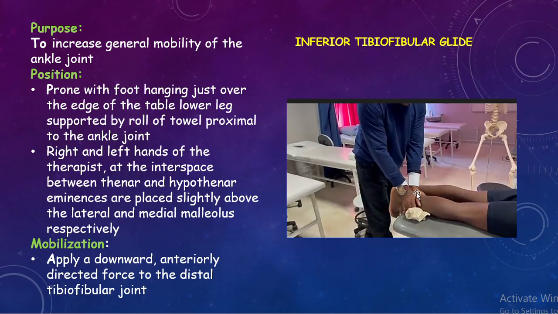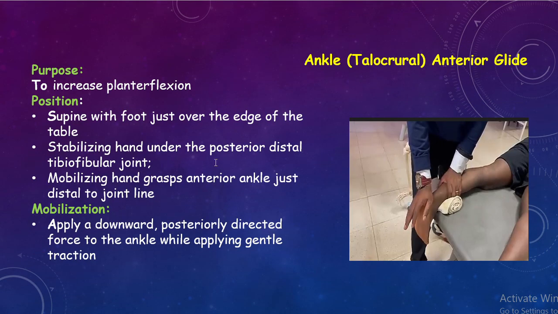Or he could choose to stabilize the fibula while using one upper extremity to move the tibia, and after finishing with the tibia, he will stabilize the tibia and use the other extremity to move the fibula. Generally, this inferior tibiofibular glide is good to increase general mobility of the ankle joint. After 1 to 3 or 1 to 5 repetitions, we can move to the ankle joint proper.